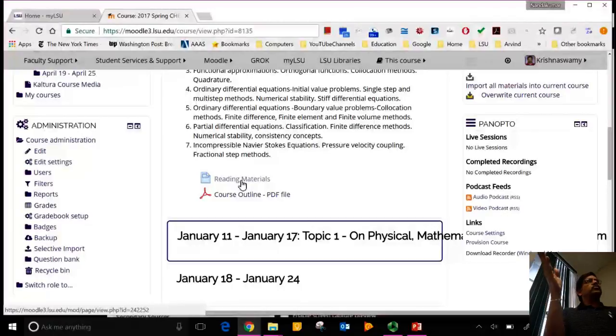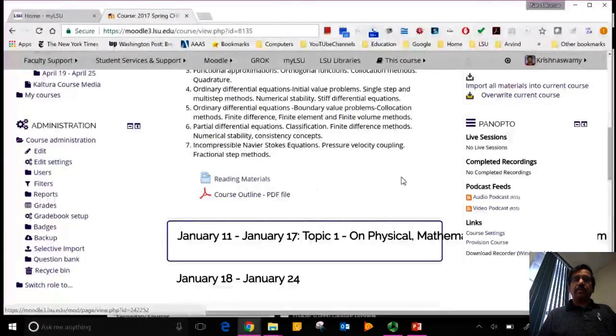I guess all of you have used Moodle, right? So you're familiar with how Moodle works, right? So this is a place to come and retrieve the information on particular material.